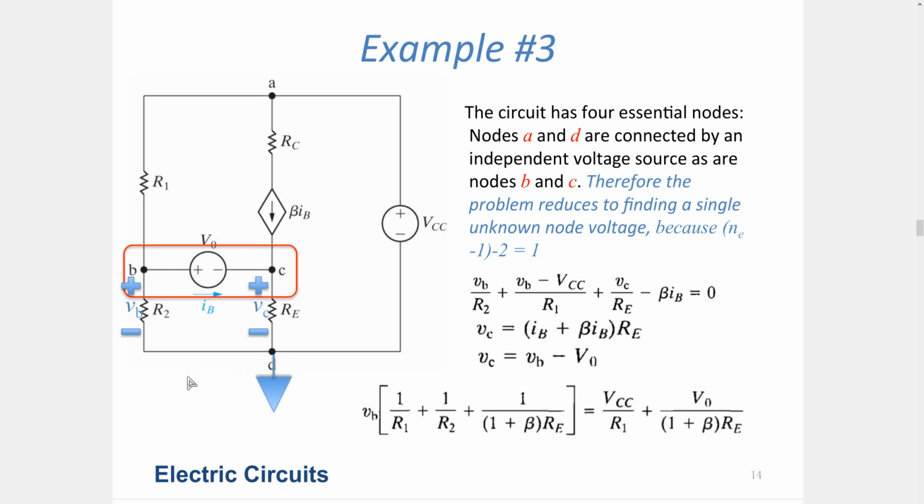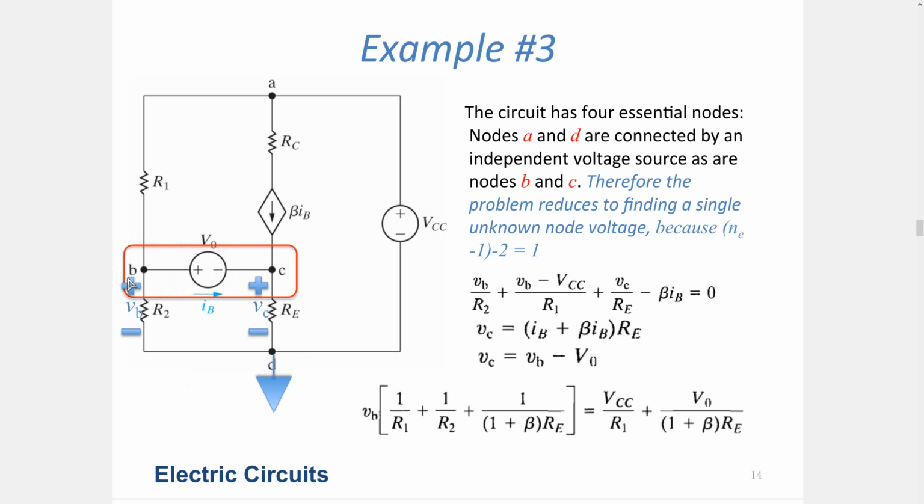Here we have two independent sources and one dependent current source, as you can see. Between the B and C nodes we have the independent voltage source, and here it creates a supernode.